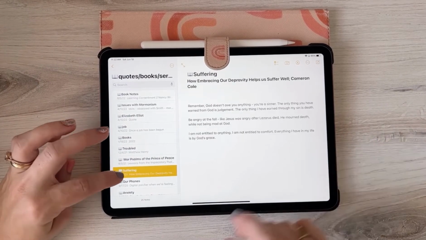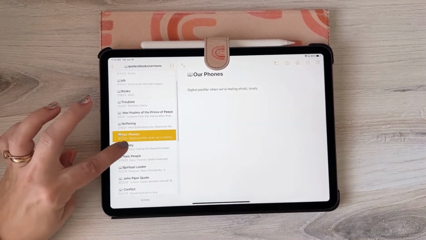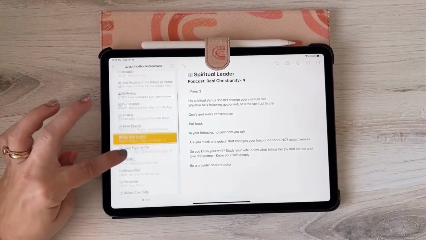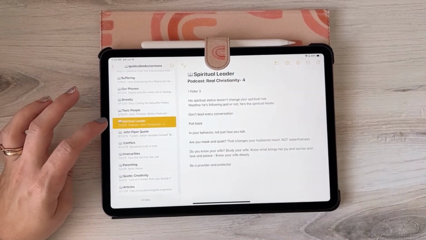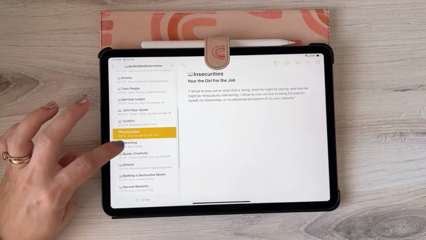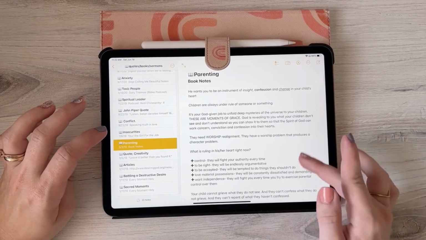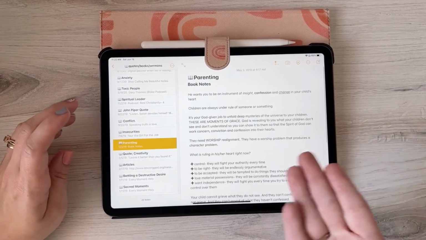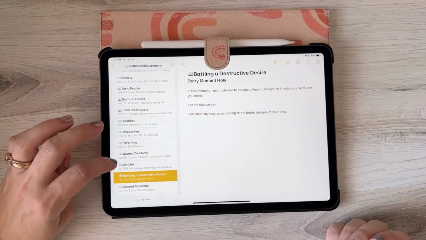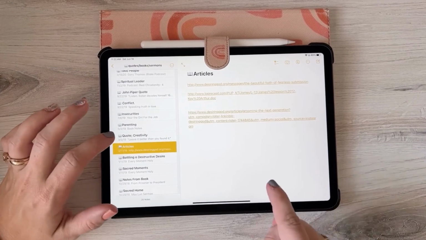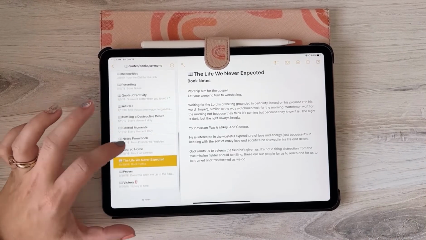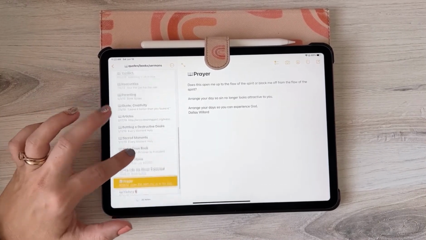Again, just different quotes from books. Anxiety, toxic people. This was a podcast. Again, I'll write podcast, Real Christianity. I like to kind of write what it is, just so, parenting, this is on book notes. See, look, I didn't write what book it was, and so who really knows? I don't know. So I do like to try to write the book. And then here are some good articles. So that is what that is.